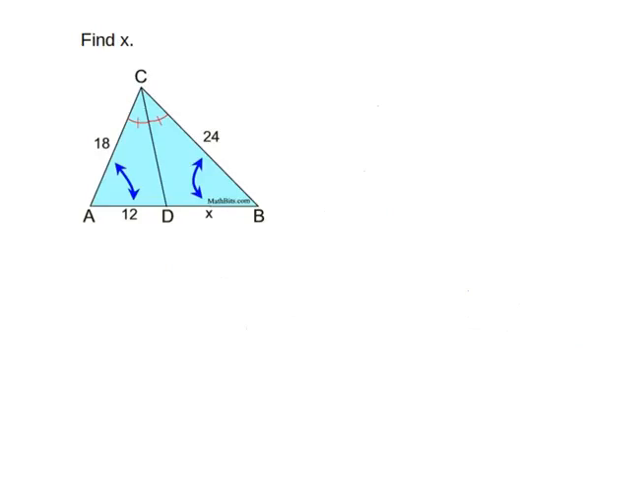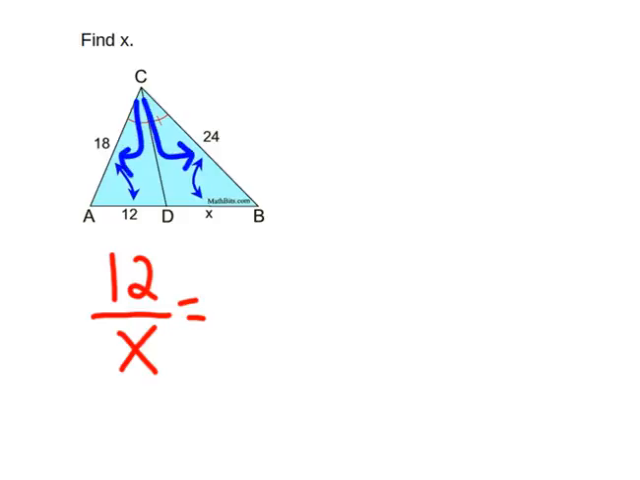Okay, so we've got these lines of congruency here. They're telling us that this is congruent to this. So we know this is an angle bisector. We know we've got two equal angles coming out here. And that bisector would be line CD. Now if I set up my ratios, remember it's going to be opposite over opposite. So we would have 12 over x, and I'm going to set those equal to adjacent over adjacent. So 18 over 24.